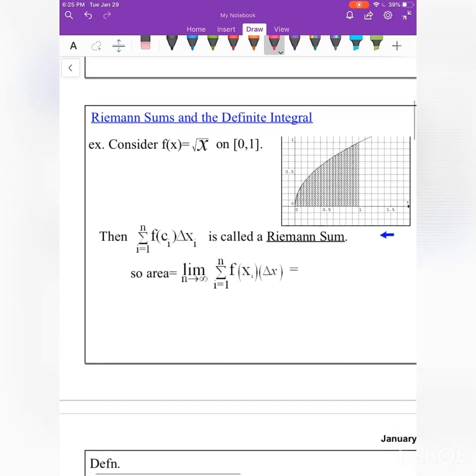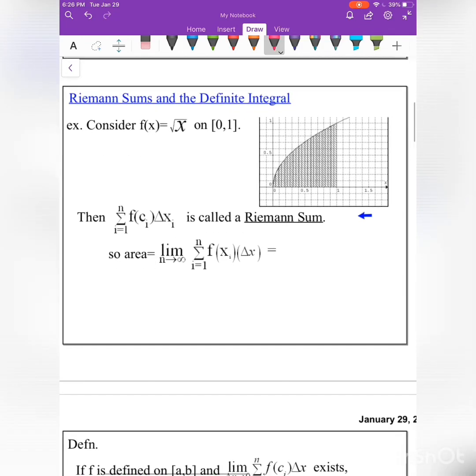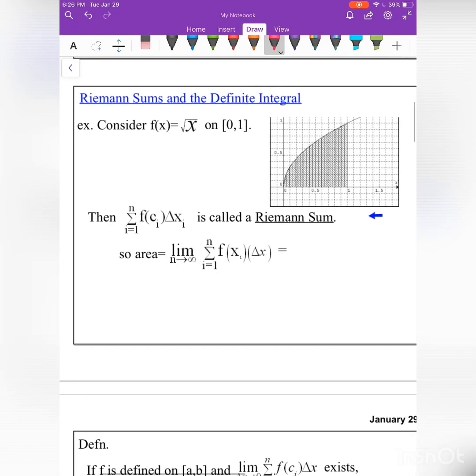Kind of moving back into what we talked about last time, we have Riemann sums, and we're going to try to connect this back to calculus. So far, we've been talking about finding area underneath curves using rectangles, but that has really seemingly no connection with calculus until today. So if we were to consider the function root x, which you see graphed here, just on the interval from 0 to 1, and you can see that it's kind of shaded underneath that.